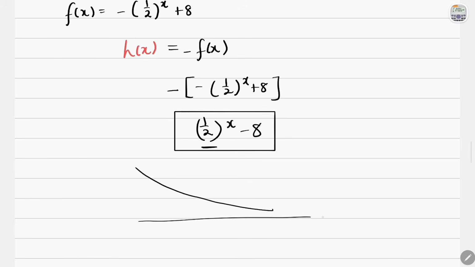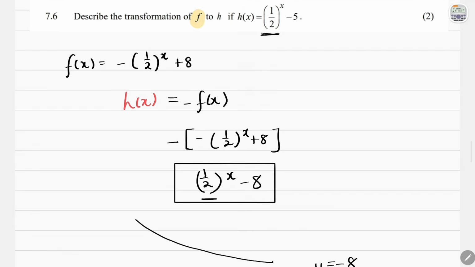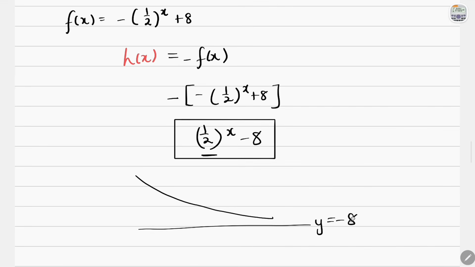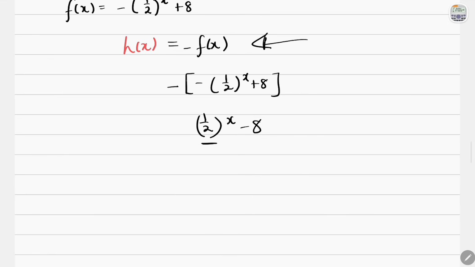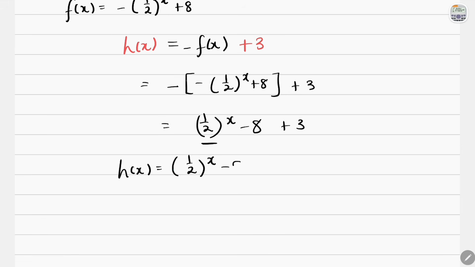But y equals -8 would be your asymptote, and this one has y equals -5. So from -8 to -5, we clearly shifted this graph up by how many units? We moved it up by 3 units, from -8, -7, -6, -5. So that's what happened. They simply applied this, and then they shifted the graph up. So h of x clearly went through this transformation. We went f of x and then plus 3. And so you see that if you do that, you end up with h of x, which is equal to 1 over 2 raised to the power of x minus 5.